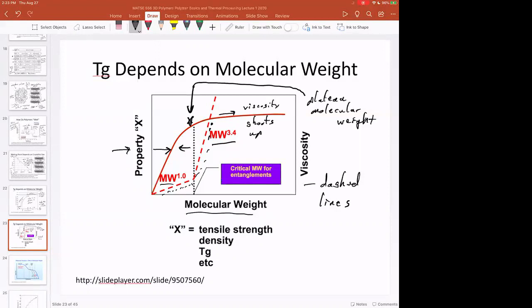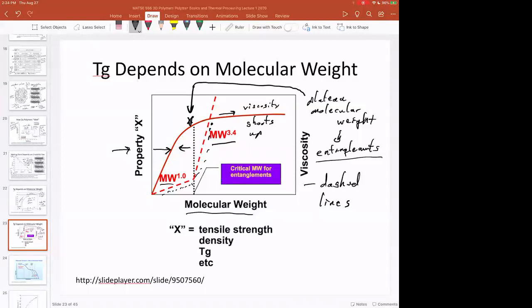So this plateau molecular weight defines the onset of entanglements. So there's something called an entanglement molecular weight, but this plateau molecular weight occurs because you have entanglements. And entanglements are basically one polymer entangles with the other.